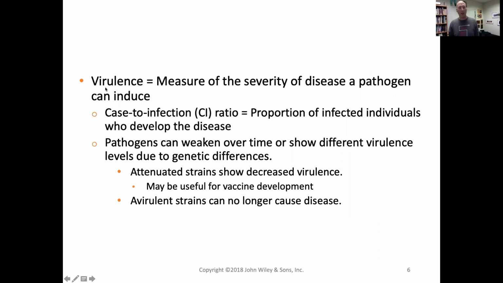Another term to remember is virulence. So virulence is basically a way of measuring the severity of disease a pathogen induces. Now, another term that you will see used many times in the next week or two is the term virulence factor. Okay, a virulence factor is a trait of the pathogen that is important for causing disease.